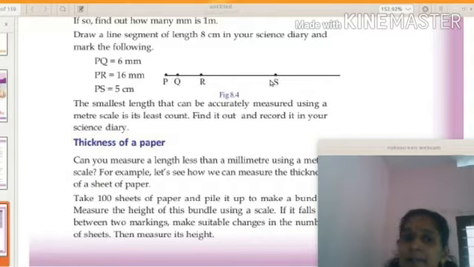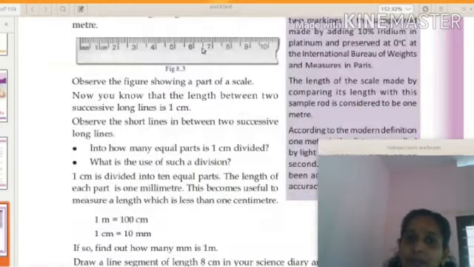It is PS is equal to 5 centimeter. So you draw a line segment of length 8 centimeter in your science diagram and mark these points. I think you are able to draw. Up to this 8 centimeter, isn't it? Yes.